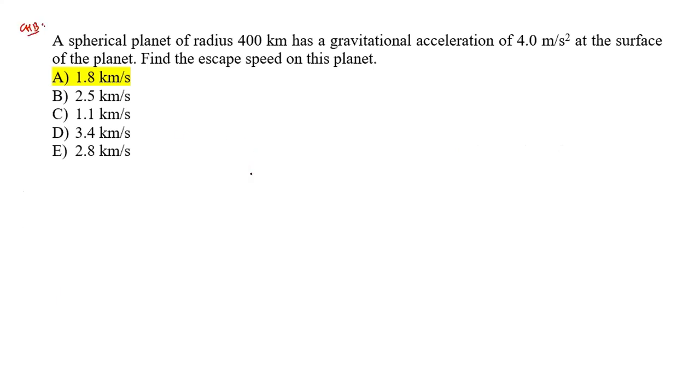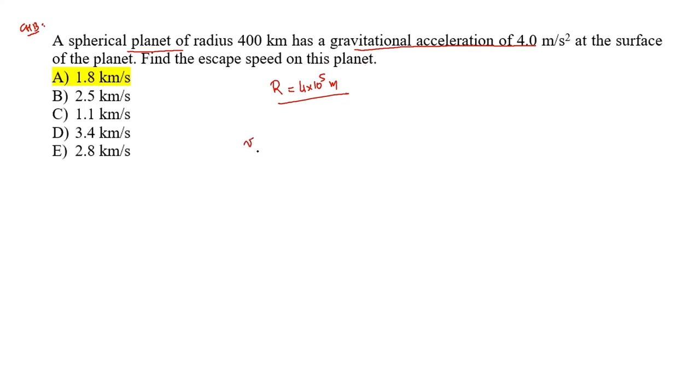Gravitation. So I have a spherical planet, and I give you the radius of the planet, 400 kilometers, so 4×10⁵ meters. And this planet has a gravitational acceleration of 4 meters per second squared at the surface of the planet. Find the escape speed of the planet.